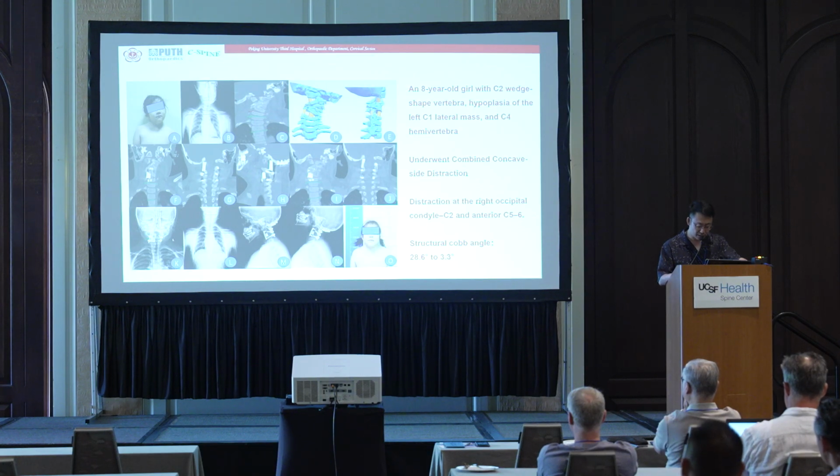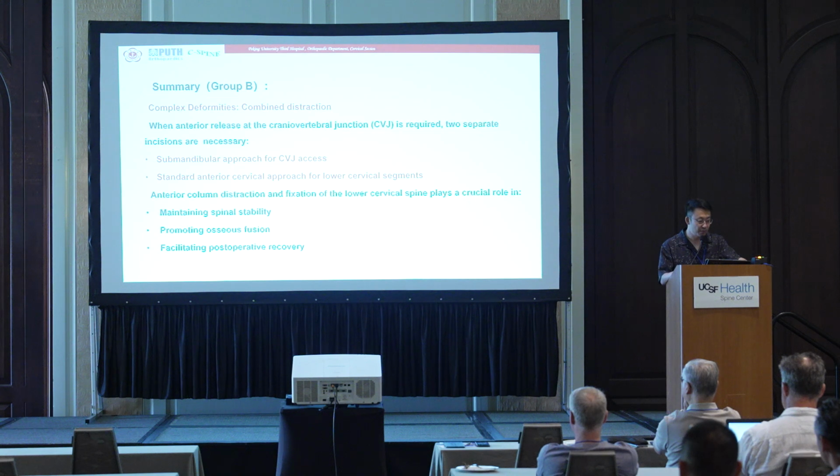After the surgery, you can see the structural curve angle improved significantly from 28.6 to 3.3. So in summary of group B, the complex deformity, combined distraction, when anterior release at the CVJ region is required, two separate incisions were necessary. The transmandibular approach for the CVJ axis is our first choice, and the standard anterior cervical approach for the lower cervical segment, that's later on.